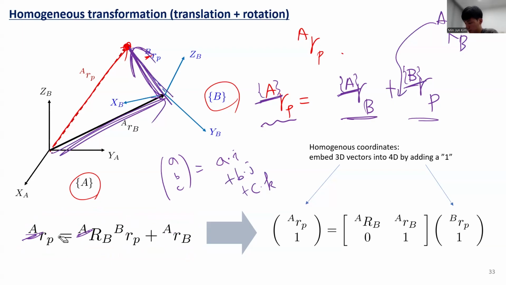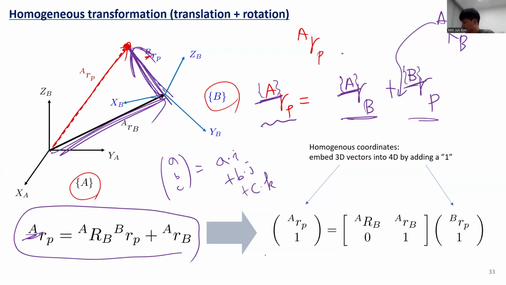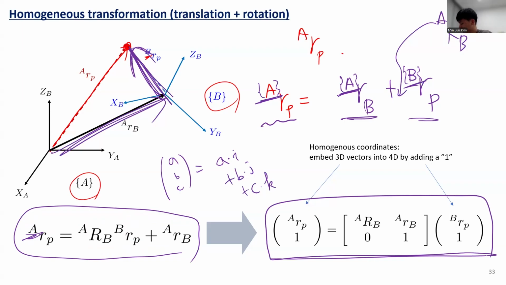So this equation can actually be rewritten as follows. ARP is ARB, this rotation, times BRP, plus this vector, right? And this one has no big meaning. In computer vision, this one has a meaning, but for us, it's really meaningless. It's just for our calculation. So we can just stack a vector, something like that.